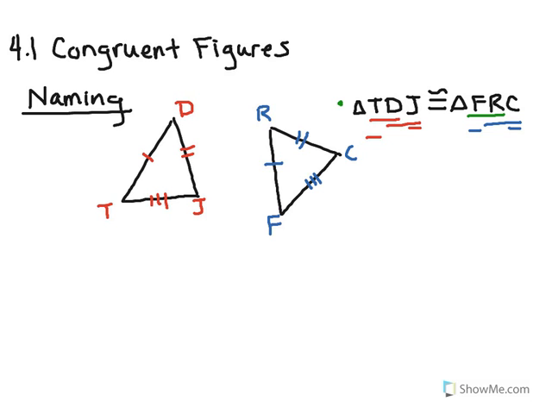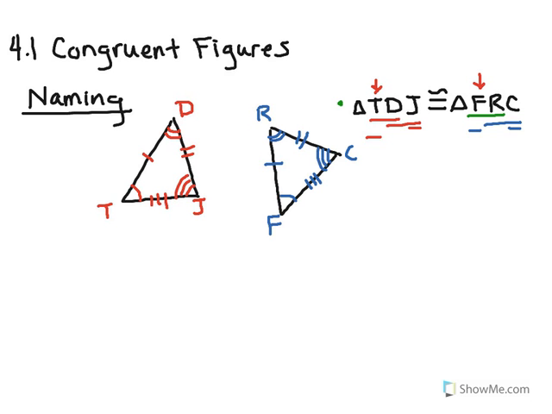Now, the same thing goes with the angle measures. So just in order, this means angle T, right here, is congruent to angle F. So angle T, congruent to angle F. So one arc mark. And then angle D is congruent to angle R. And angle J is congruent to angle C.